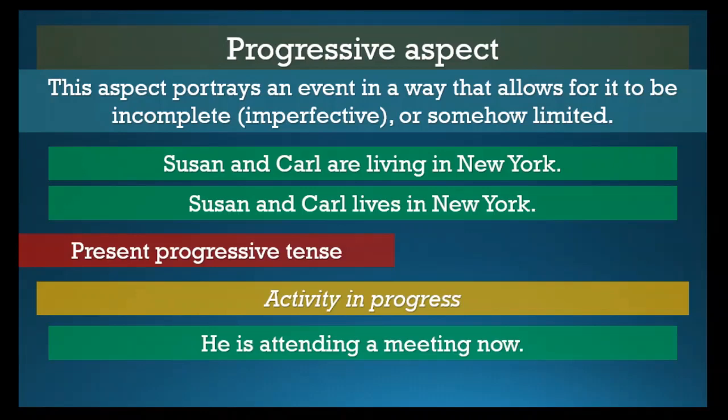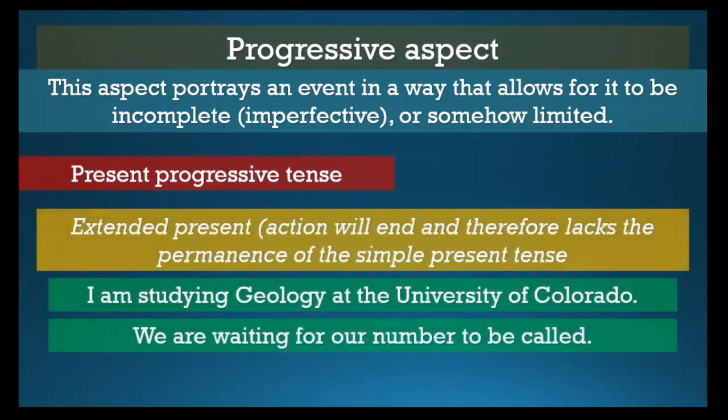Let's begin the discussion of the progressive aspect with the present progressive. This tense is used to denote an activity in progress, like in the sentence, "He is attending a meeting now." We know that the attendance to the meeting is in progress because of the adverb of time "now." Another meaning and use of this tense aspect is to suggest an extended present. This means that an action will end soon and therefore lacks the permanence of the simple present tense.